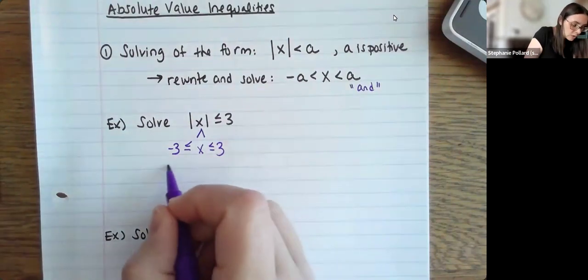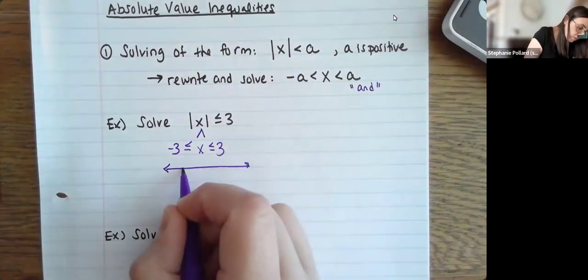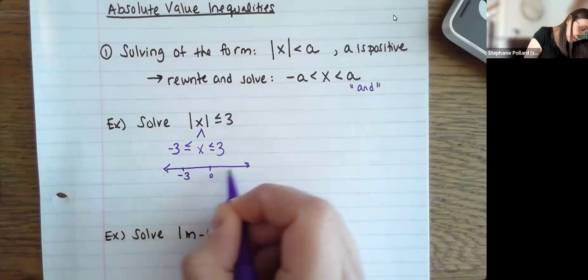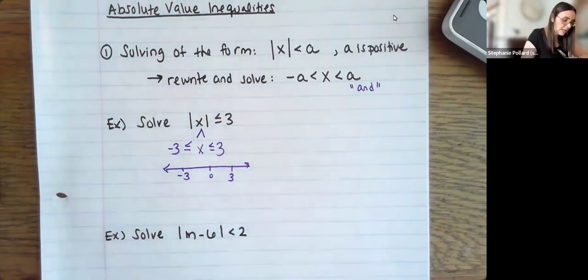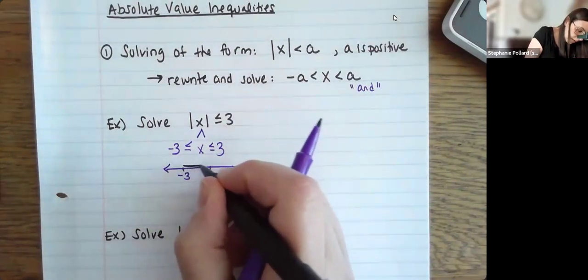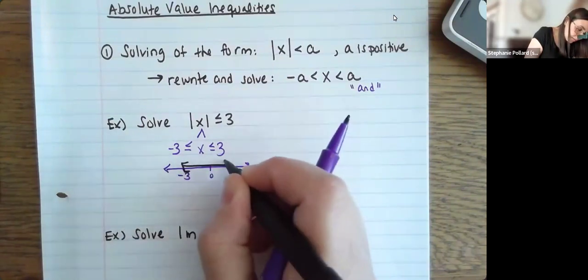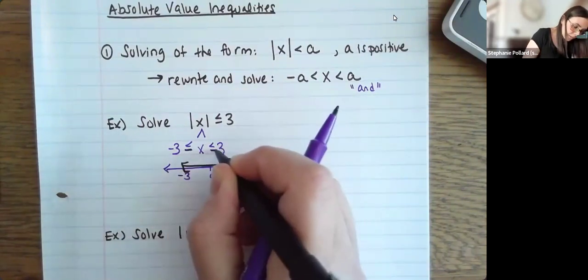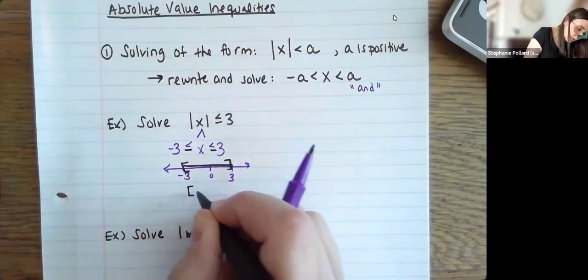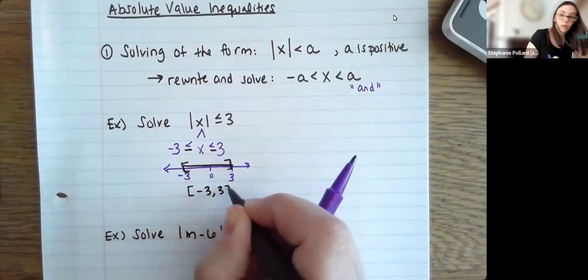And then, of course, you can draw your solution set. So we're going from -3 to 3 here. So you're shading in between those two pieces. And you would use brackets in this case, because we have the equal signs there. And in interval notation, we're going from -3 to 3.